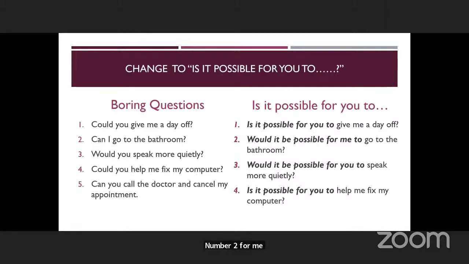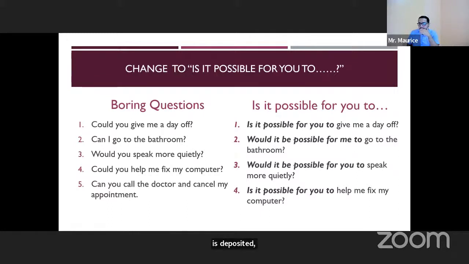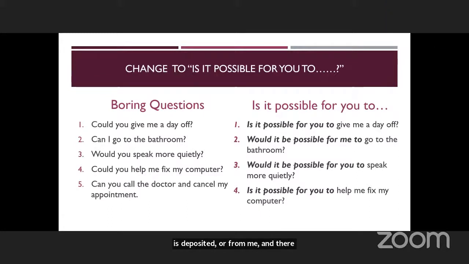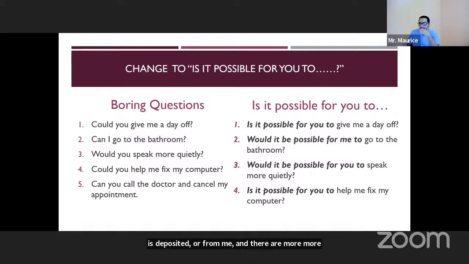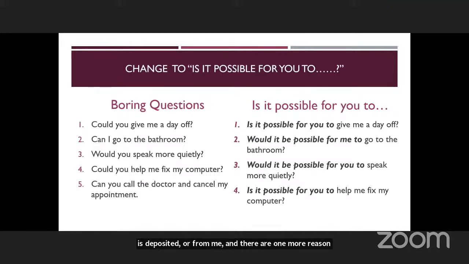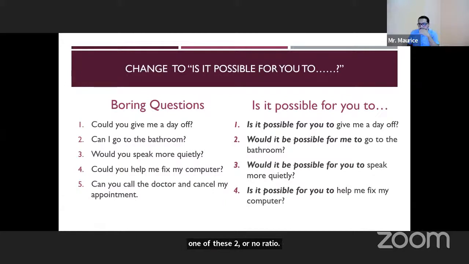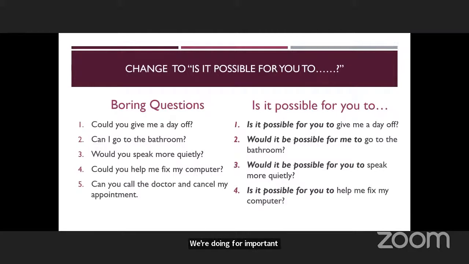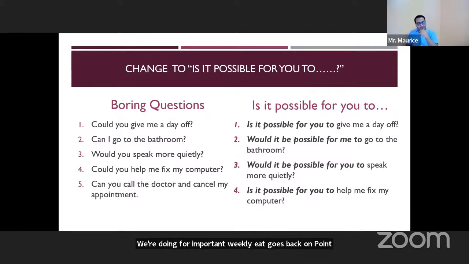Is it possible for me and... would it be possible for you to what? Would it be possible for you to speak more? Wait. Is it possible for you to fix my computer? Thank you. Okay. So remember, this is another structure for requesting.